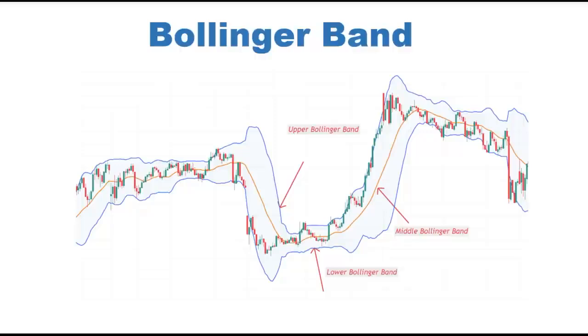So this is the overview of the Bollinger Band. We can see here the upper blue line. This is the upper Bollinger Band, and in the center we can see the orange line. This is the middle Bollinger Band, that is nothing but 20 SMA, and the lower line we can see here. This is the lower Bollinger Band. So this is how Bollinger Band will look like. This upper Bollinger Band is the resistance level and the lower Bollinger Band is the support level, as we discussed earlier.